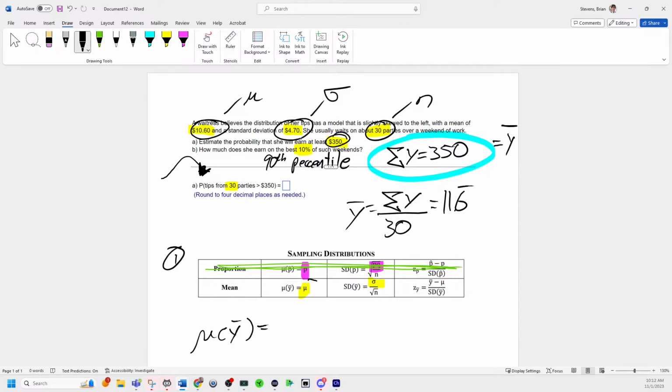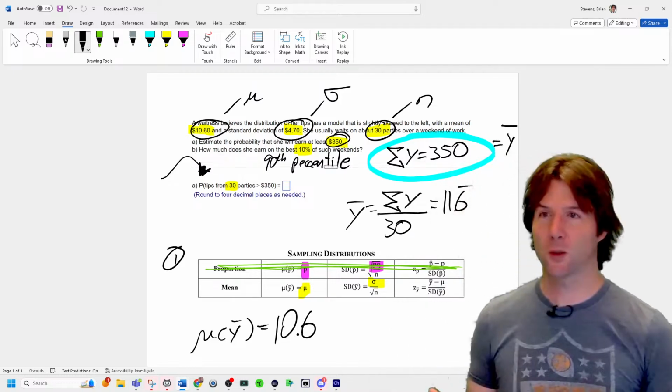Well, the formula says mu y bar equals mu. So what's it going to be? Mu y bar equals mu, which is 10.6. That's all. We just take literally that value, 10.6, and plug it right here. That's all it is. Now, once again, to repeat, if sample size increases, what happens to the mean?